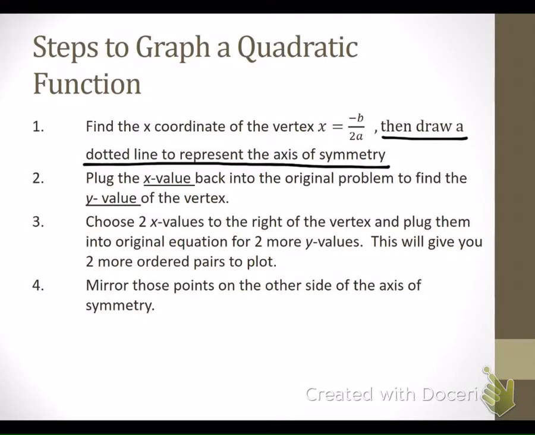We've already done that. All right, this is where it gets new. We're then going to choose 2 x values to the right of the vertex. So if our axis of symmetry is negative 1, we're going to pick 2 x values that go on the right side of negative 1. And we're going to plug those into the original equation and get 2 more ordered pairs that we can plot. Step 4, we will mirror those points on the other side of the axis of symmetry.